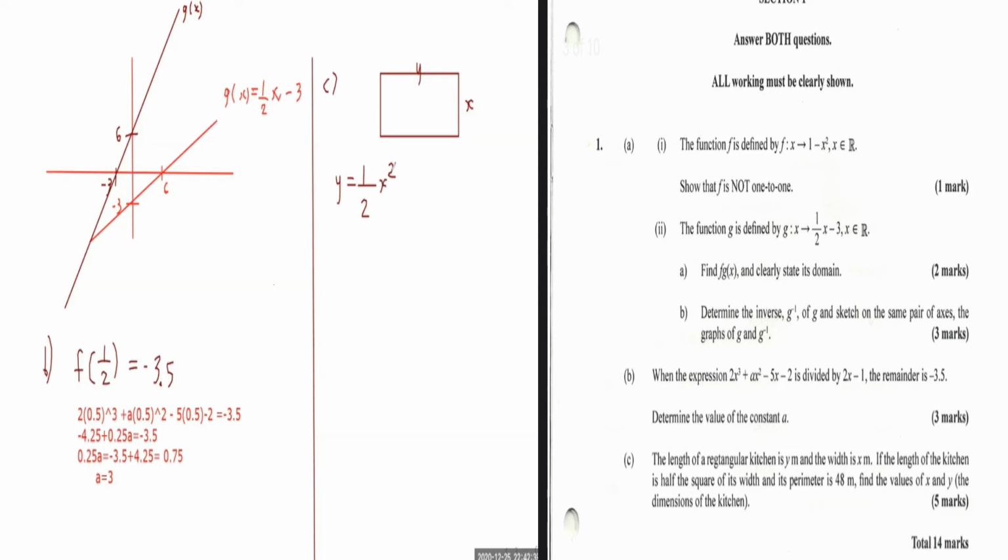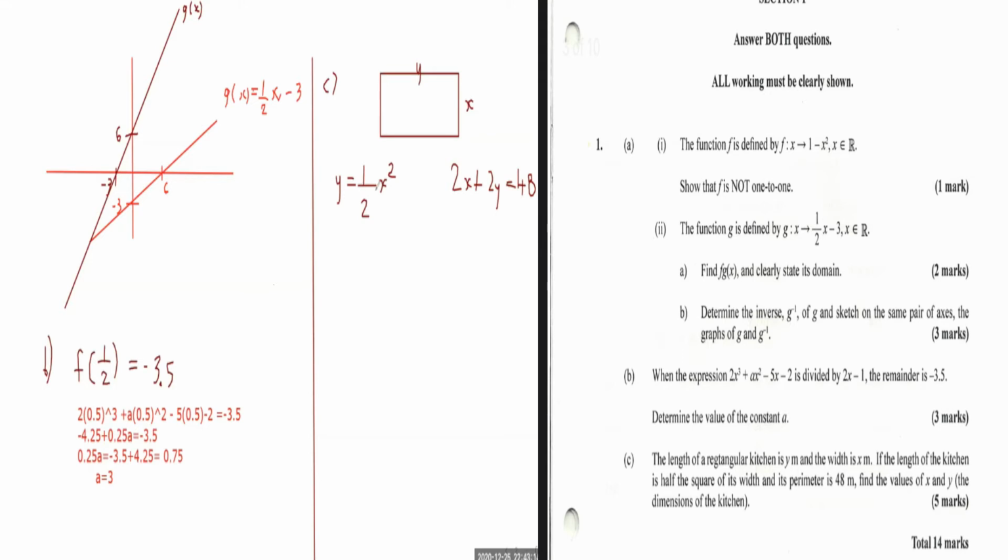Then they say the perimeter is 48. So they're telling us that the perimeter of this rectangle, remember perimeter is 2 times the width plus 2 times the length. That's perimeter. Perimeter is the total distance around, and they're telling us that that's equal to 48. Then they're going to ask us to find the dimensions of the kitchen, which is x and y.